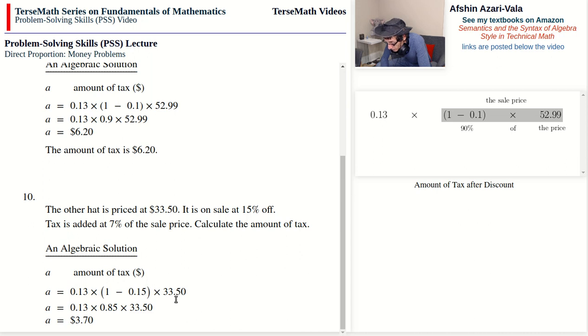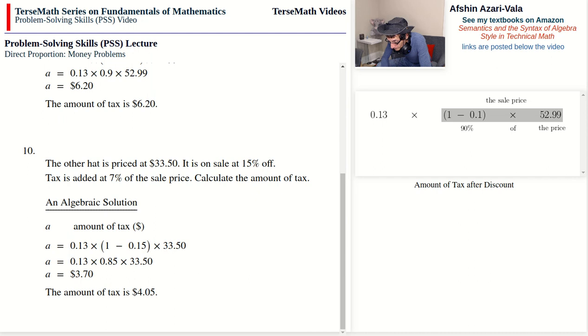Start with $33.50, the price. Always you begin with the price. Then find the percentage that goes with the sale price. 15% off means you pay 85%, 100% minus 15%. So the expression that you see here from the brackets to the end is the sale price, 85% of the price. And then you find 13% of that, which comes to $3.70. Okay. So now we can correct this as well and put down $3.70.